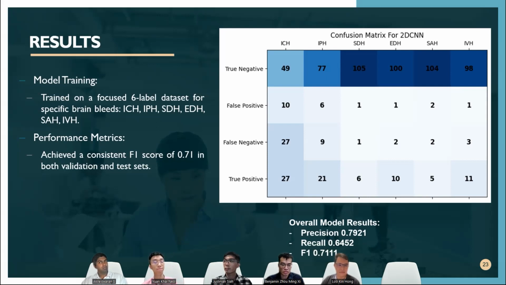The model managed to achieve a consistent F1 score of around 0.71 in both the validation and test sets, which was quite promising. Yes, definitely. How did the model training actually improve over time?